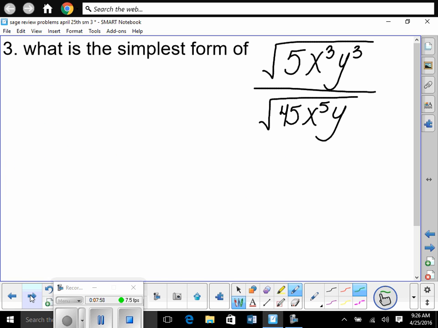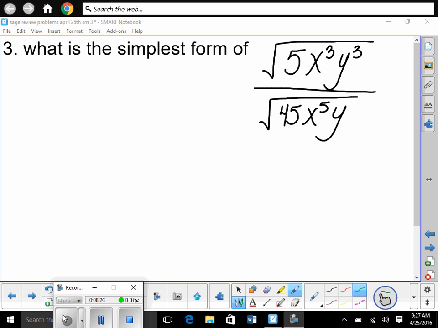It says, what is the simplified form of this? The square root of 5x cubed y cubed divided by the square root of 45x to the 5th y. The easiest way to simplify a division problem is to put it together, simplify it, and then see if you need to rationalize the denominator. Because you can't have radicals in the bottom. The easiest way, I'm going to say it again, put it together, simplify it. You might not need to rationalize the denominator if you do that. You may.